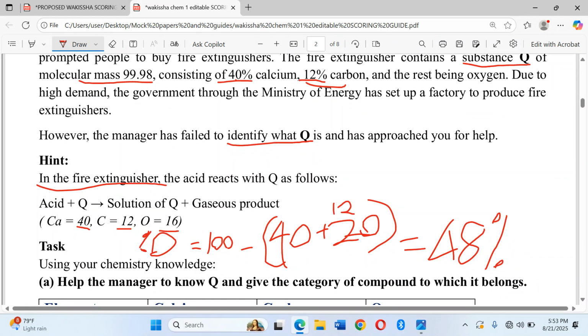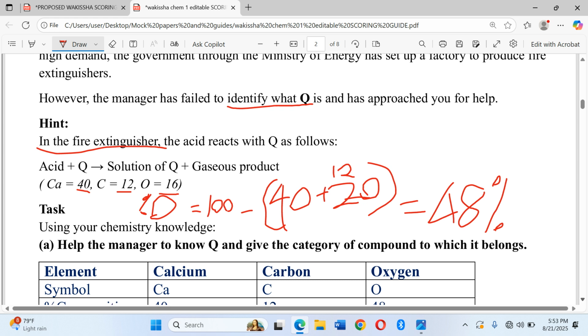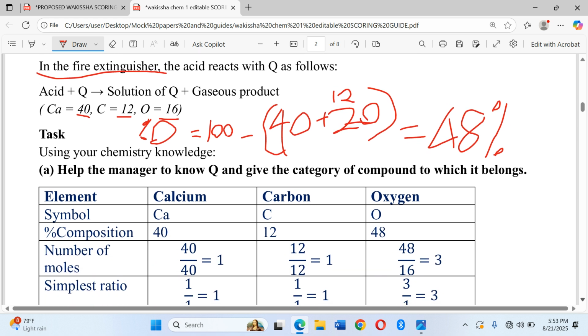48%. So we have been able to get the percentage composition of oxygen, but you recall it consists of calcium, carbon, and oxygen. In simple terms, we can first identify the molecular formula because they have given us even the molecular mass of this substance. So when you identify the molecular formula of this substance, you can be able to categorize it to a given group because you'll be knowing what it is. Because molecular formula helps us to know the actual number of atoms present.